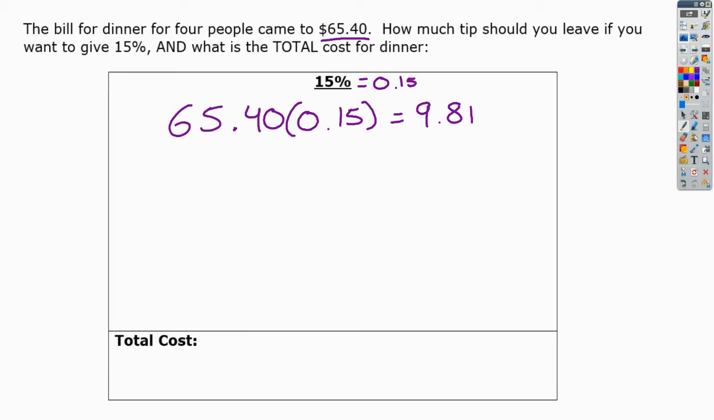To find our total cost, let's take our $65.40, and we'll take our tip, and we're going to add them together to figure out the final price. Go ahead and add them together, and let's see what we get. If you added them together, you would have gotten $75.21. And that would be the total cost of our meal once we paid for the food and once we paid our server for the tip. So that was a tip problem.